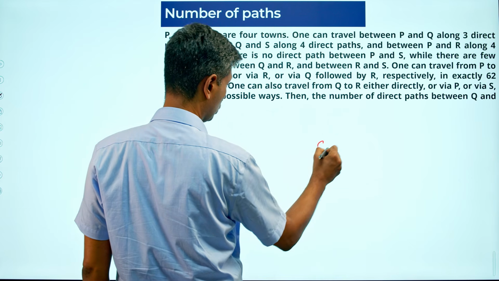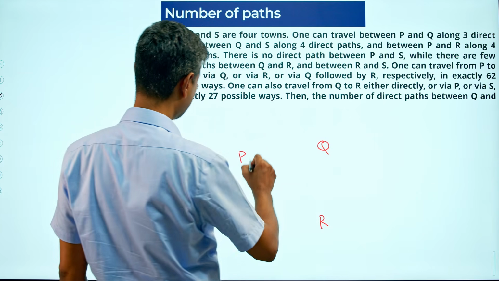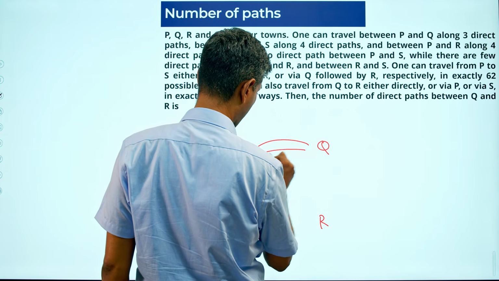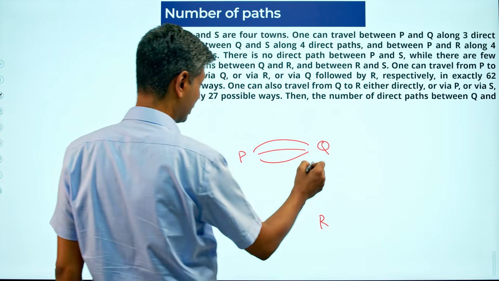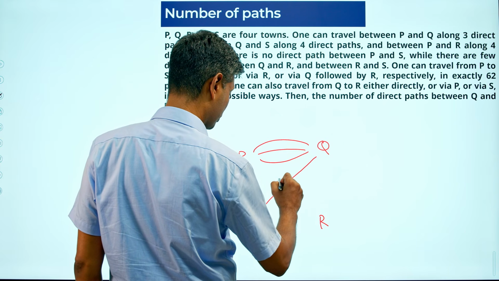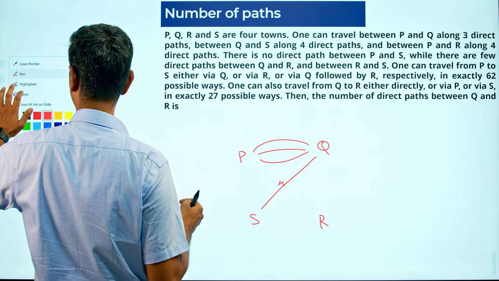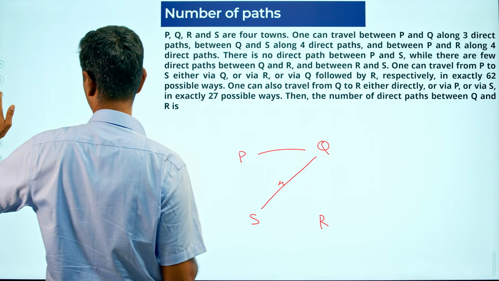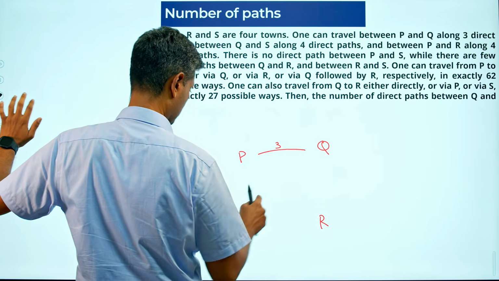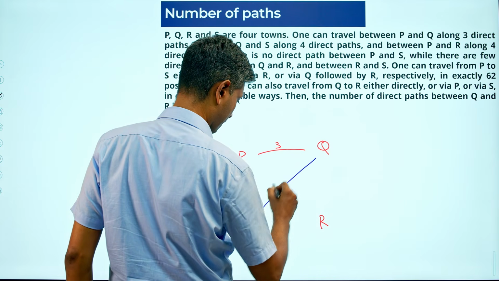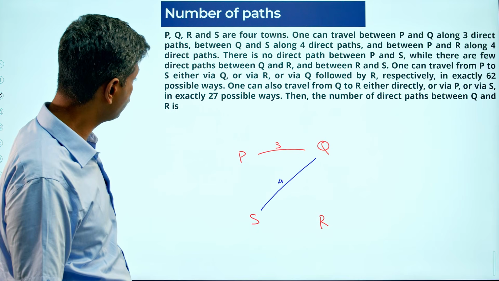P, Q, R, S. One can travel between P and Q along 3 direct paths. Nice. Between Q and S along 4 direct paths. Put this and say 4 paths. Right? Let's not put 3 paths each. If we draw 3 paths, it gets very confusing. I'm going to put the numbers on top. Nice. Between P and R along 4 direct paths.